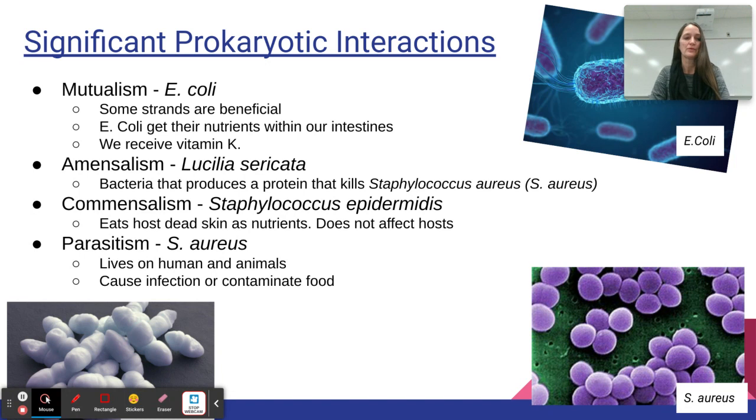And then the last example I have is parasitism, and this is an example of the S. aureus, and with this bacteria, it lives in humans or on humans and on animals, and it can cause infection or contamination of food. And with this, one of the main or well-known types of infections when it comes to different livestock, whether that be pigs or cattle or chickens, is bovine mastitis. And a lot of times animals then will present with weakness and become septic with septicemia.